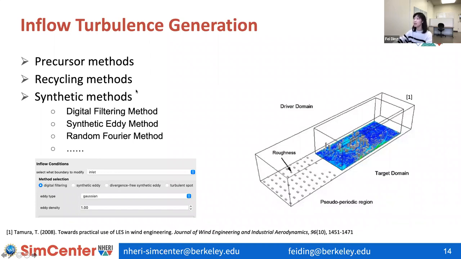Or you can use a recycling method. It consists of two domains. One is a driver domain, and once the flow passes through the terrain roughness elements, you can put a recycling plane downstream, collect data, and use this recycled data as an inflow condition in your target domain. These two methods are relatively computationally intensive because you have to run the CFD simulations or conduct wind tunnel tests to collect the spatial and temporal time history data for the wind velocities.